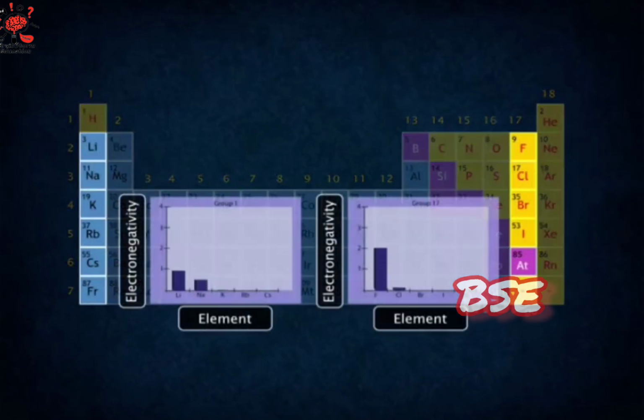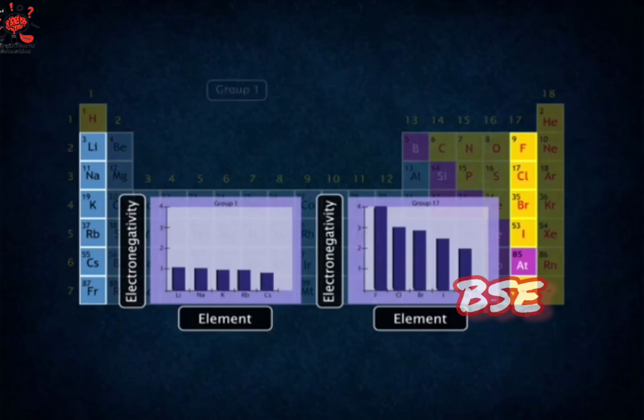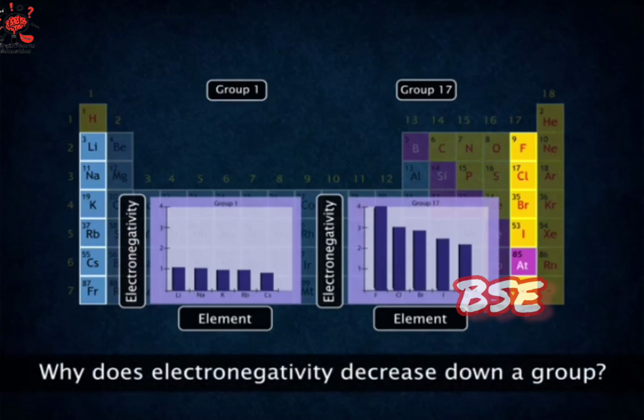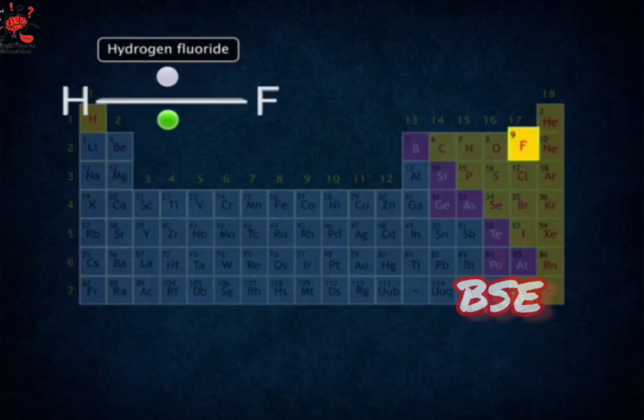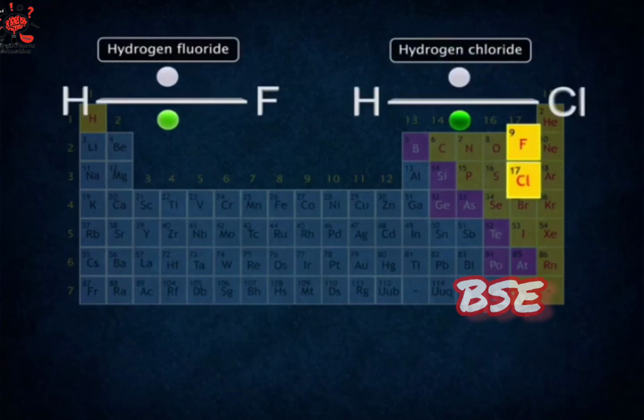This chart shows the patterns of electronegativity in groups 1 and 17. Observe that the electronegativity decreases down a group in the periodic table. To understand this trend, let us take the examples of hydrogen fluoride and hydrogen chloride.